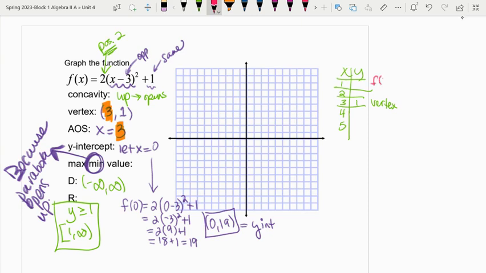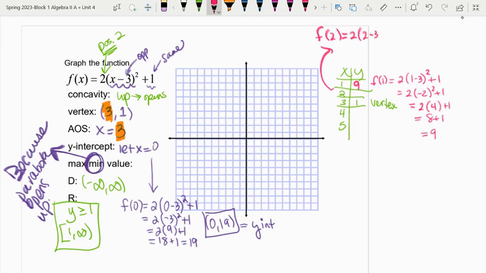So I have f of 1 would be 2 times 1 minus 3 quantity squared plus 1. So 2 times negative 2 squared plus 1. 2 times 4 plus 1, so 8 plus 1, and I get 9. Find f of 2. So f of 2 will be 2 times 2 minus 3 quantity squared plus 1. 2 times negative 1 squared plus 1. 2 times 1 plus 1. So f of 2 equals 3.